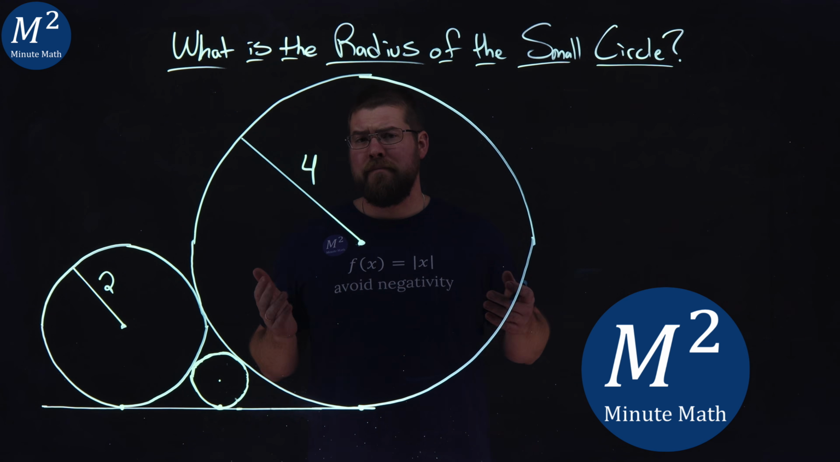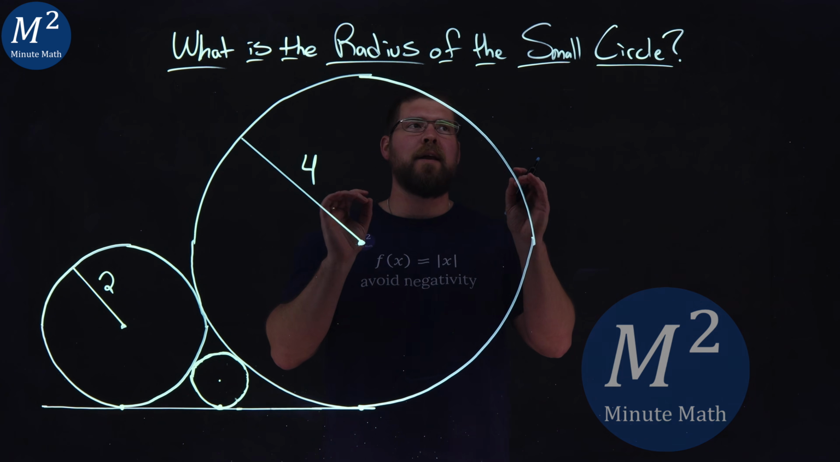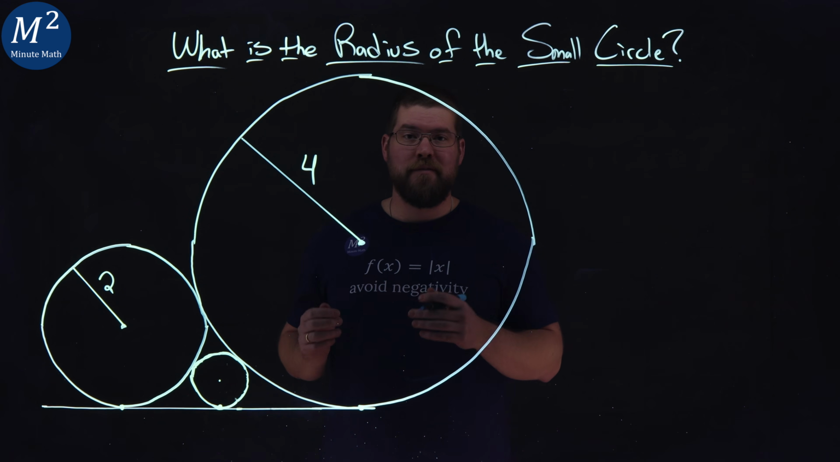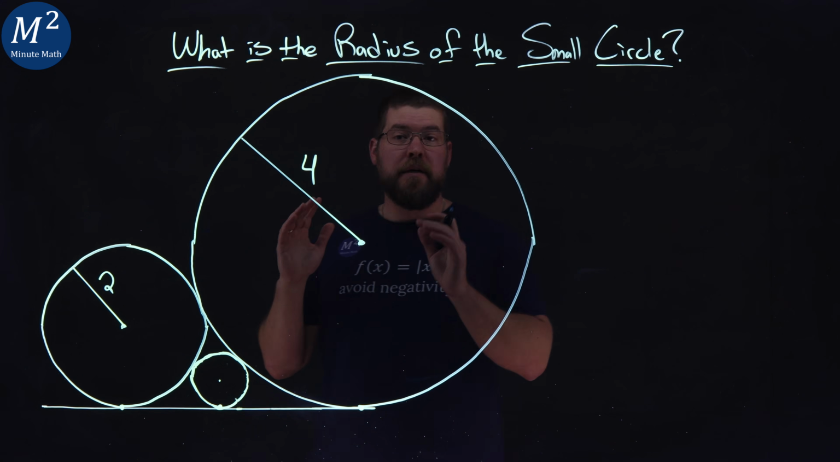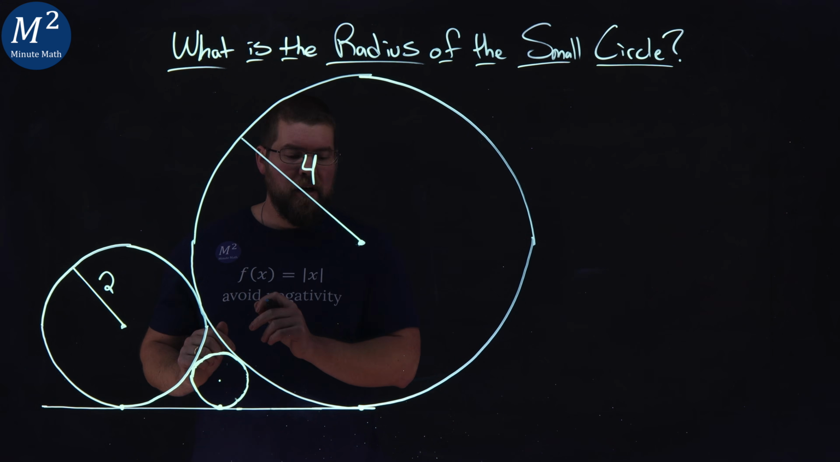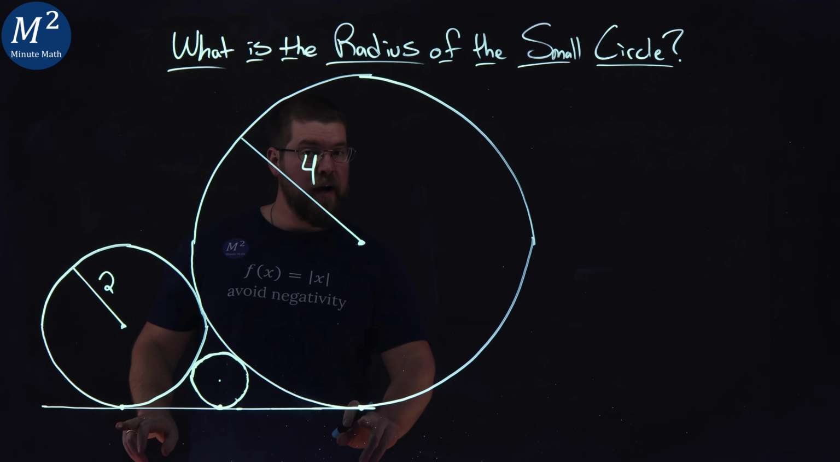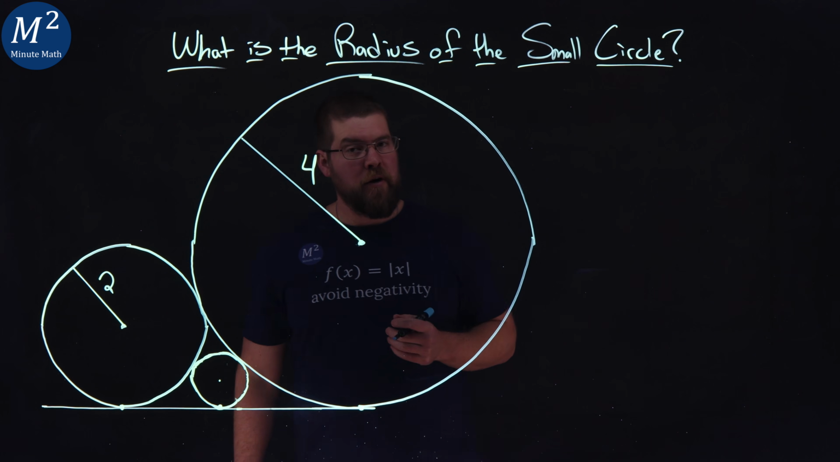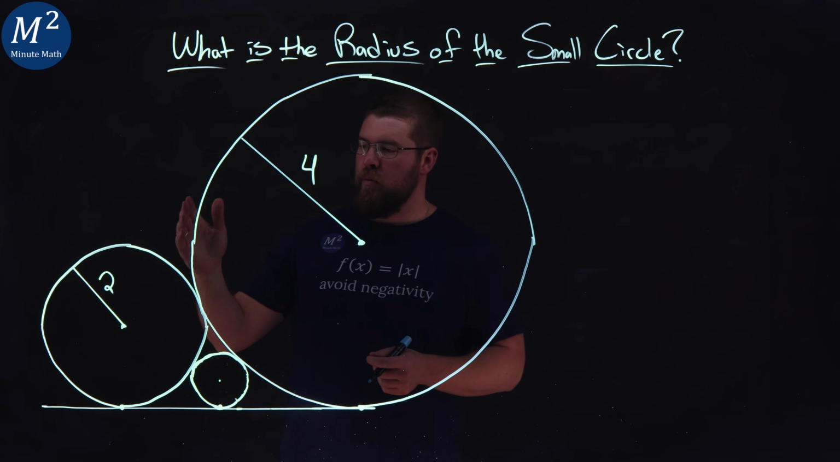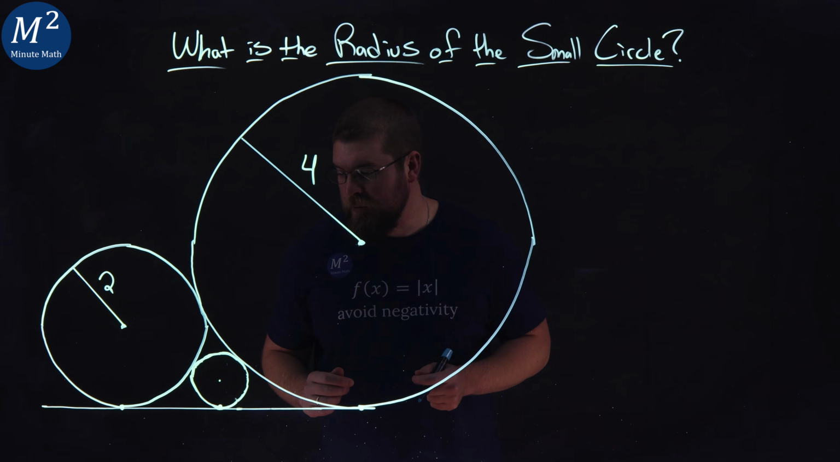And we got a fun math problem here. We want to find the radius of our small circle. Now, what do we know about this figure? We have three circles here. They're all touching each other at tangent points. Tangent point right here on the line. Okay, they're all touching each other here. And one circle, the large one, has a radius of 4, and the other one has a radius of 2.